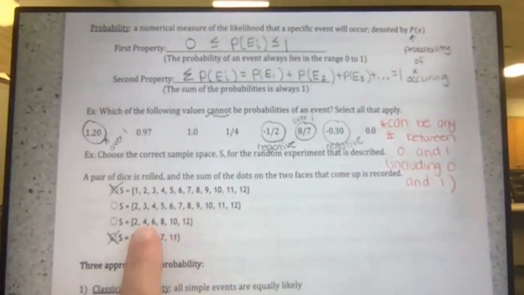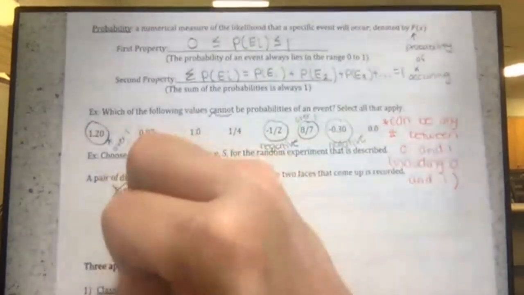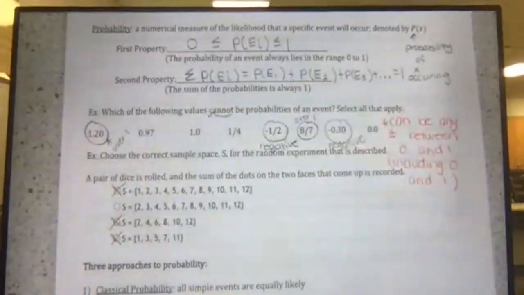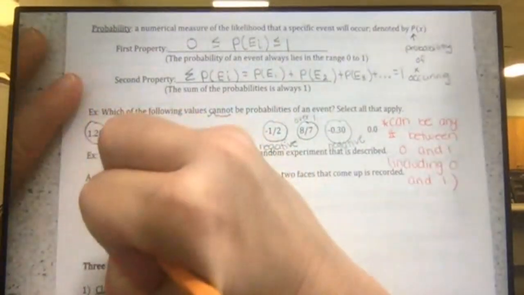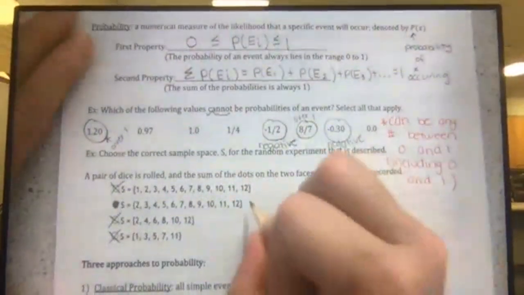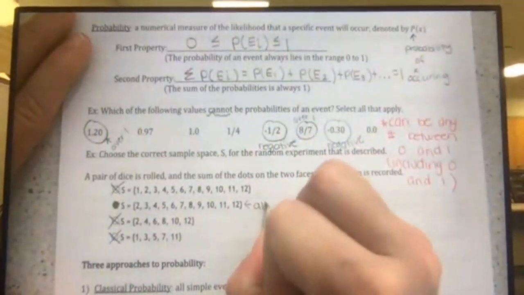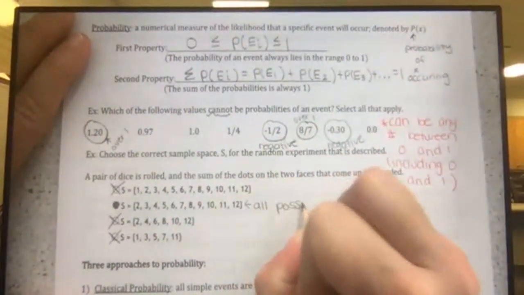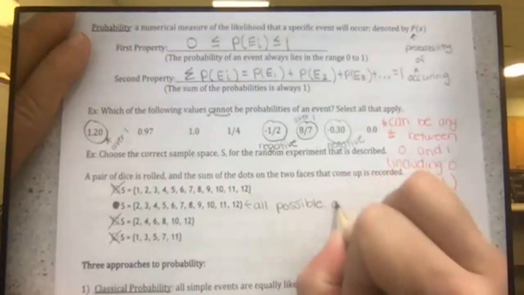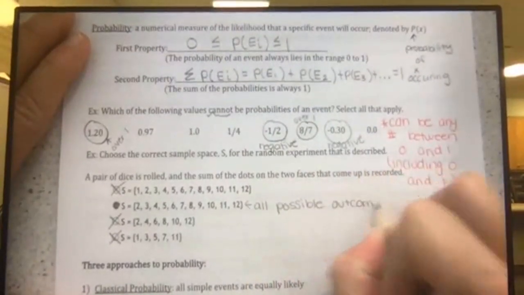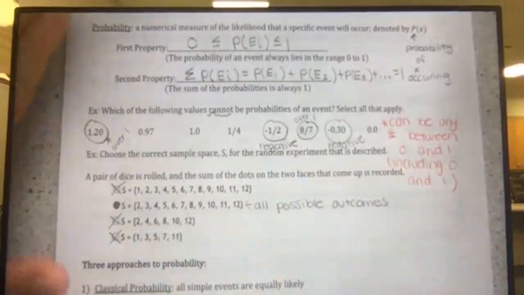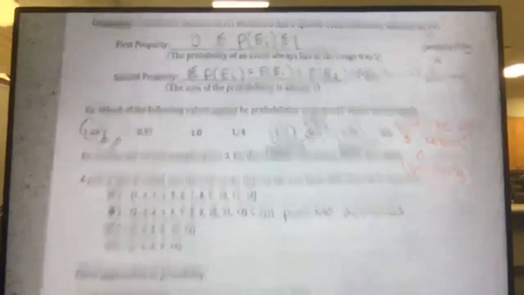Here, what's missing? I don't have 3, but 3 is an option. So this doesn't give me all of my options. So my answer would be, I guess you could say, B. This gives me all possible outcomes.